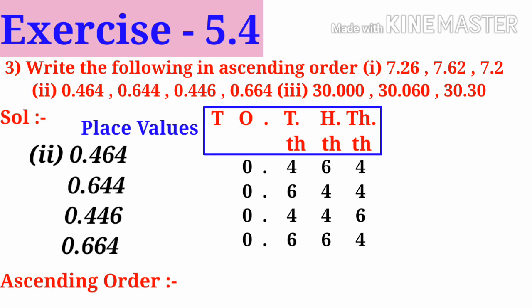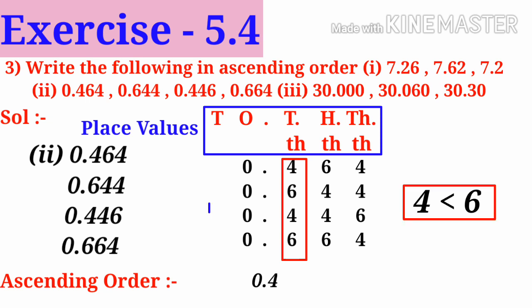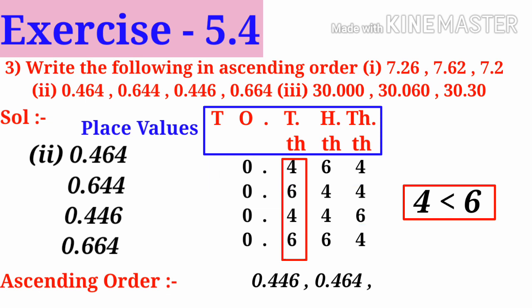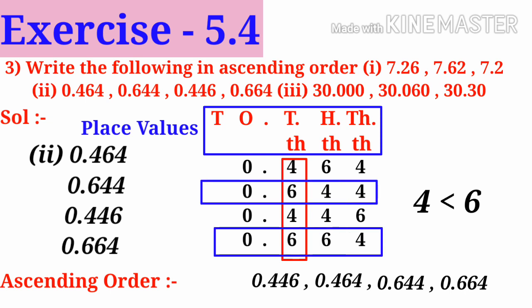To write ascending order, compare ones place, all are zeros. Now compare tenths place. There are 2 fours in the tenths place, so compare the hundredths place of it. 4 is less than 6. So first least number is 0.446, second number is 0.464. Now there are 2 sixes in the tenths place, so compare the hundredths place of it. Again 4 is less than 6, so third number is 0.644, fourth number is 0.664.